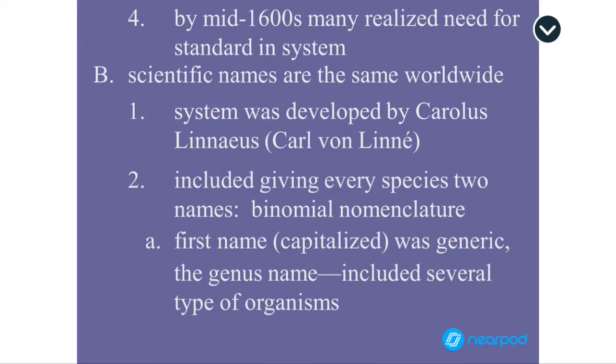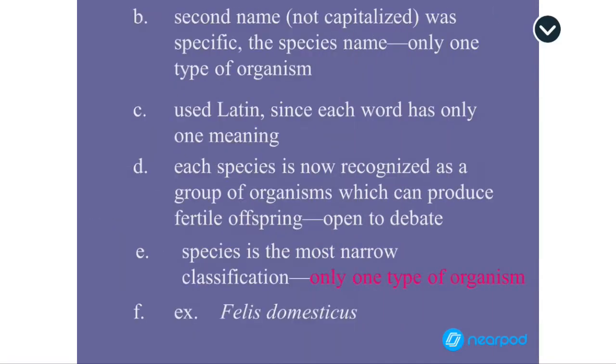And so the first name in this system is a general name, a genus name, a generic name, and there are several types of organisms in it. This would actually be like your family name, where there might be several people in your house that have the same name, and they are connected to each other, but they're different. The second name in the system is not capitalized, and it's a specific species name, only one type of organism. And he used Latin because every Latin word has only one meaning, but also Latin was the language of academics at the time, so every academic spoke Latin worldwide, and so universities were taught in Latin.